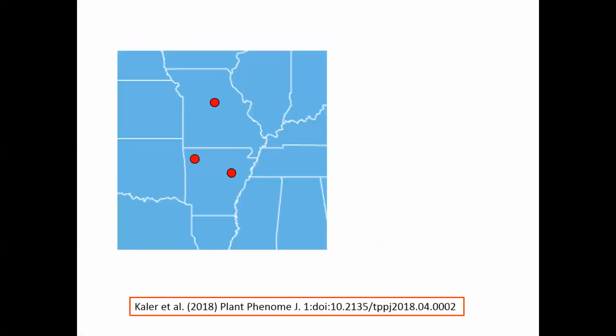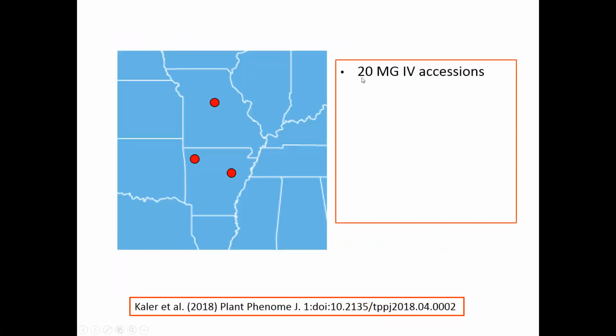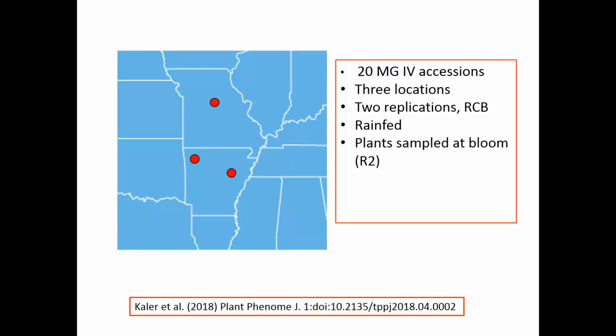So now, in the current study that we published in the Plant Phenome Journal, we selected 20 maturity group 4 accessions. We looked at these at 3 locations: Fayetteville, Arkansas; Pine Tree, Arkansas; and near Columbia, Missouri. We had at each location 2 replications arranged in a randomized complete block design. These were grown under rain-fed conditions, and the plants were sampled at bloom at R2, and then the grain was harvested at maturity for evaluation.